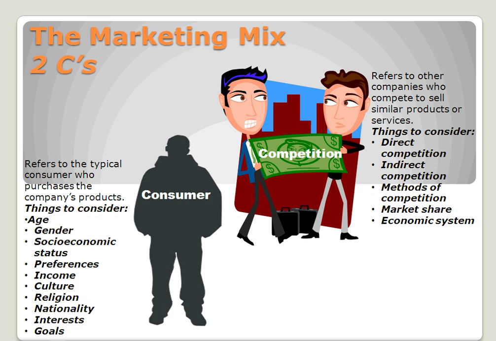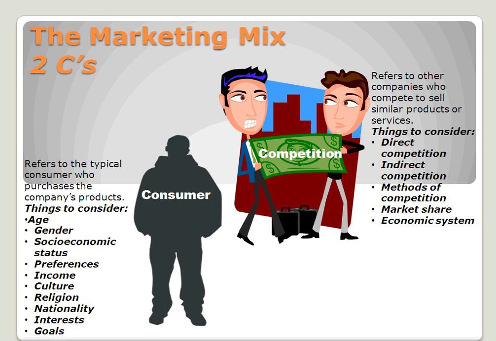So when you are considering your target consumer, you want to consider their age, their gender, the socioeconomic status, which is basically how much money they have, their preferences, their income, their culture, their religion, their nationality, their interests, their goals. All this refers to consumer. You can't control consumer reaction, but you can target your products towards certain consumers, and hopefully in response they'll purchase your products. Competition is another external factor.